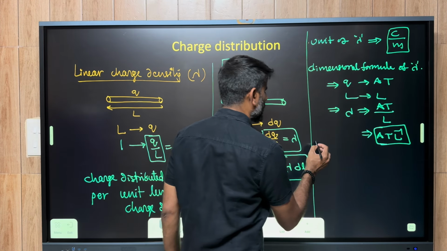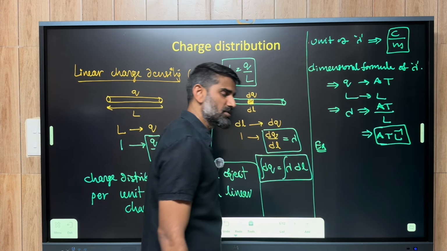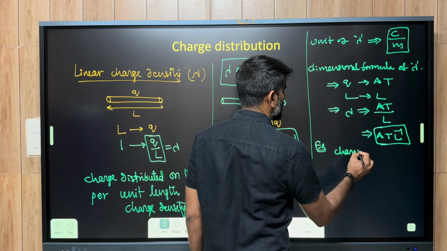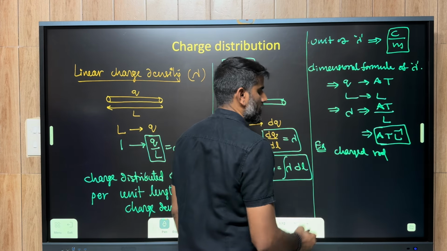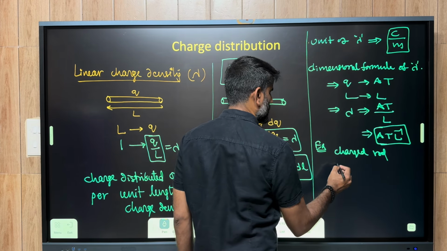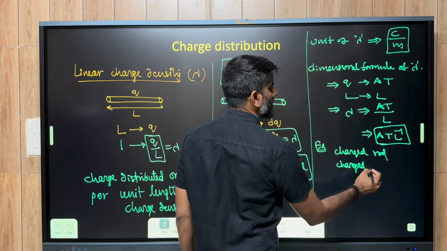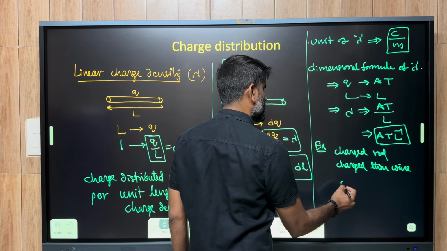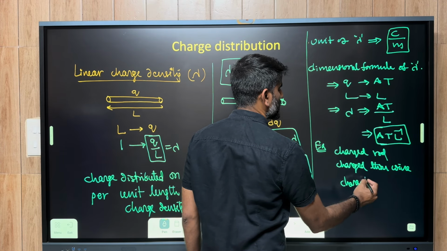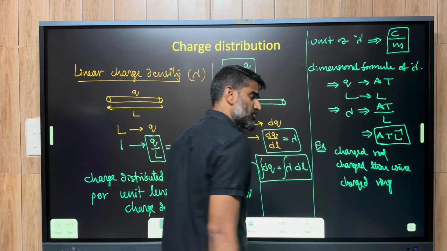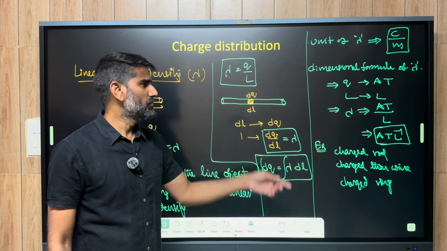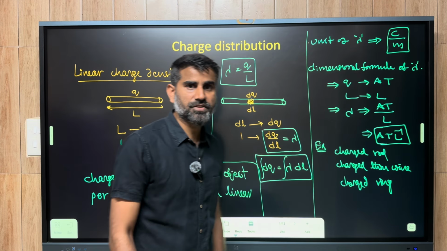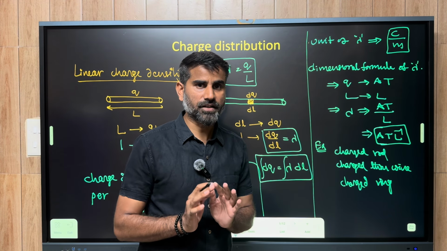Now let us see some examples where we use linear charge density. For example, a charged rod, a charged thin wire, and a charged ring, some sort of line charges. We use linear charge density. Okay, I hope this entire explanation is clearly understandable, right?